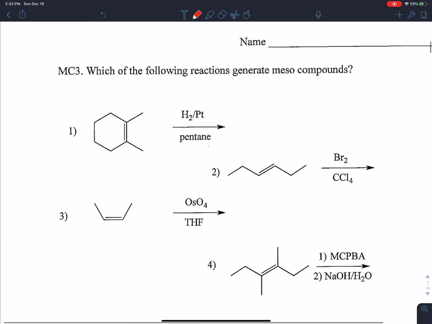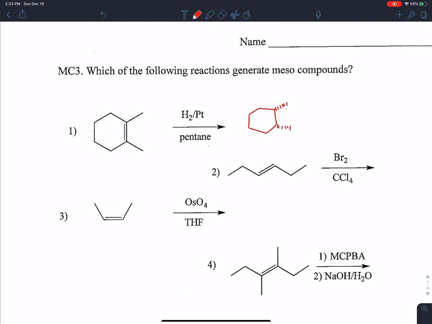Alright, going on to number 3. Number 3 is, which of the reactions generate a meso compound? Alright, let's go from the beginning. The first part is H2, Pt. Well, that adds two H's to the alkene. So let's say that both of the H's came in as wedged. Well, then both of my methyls will be dashed here like this.